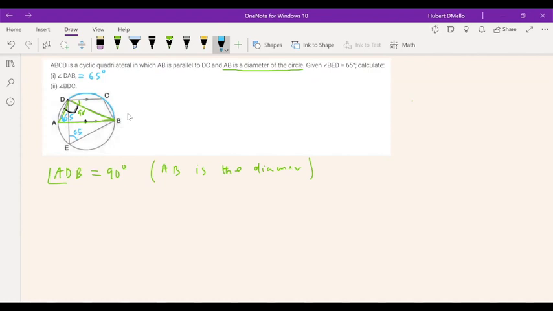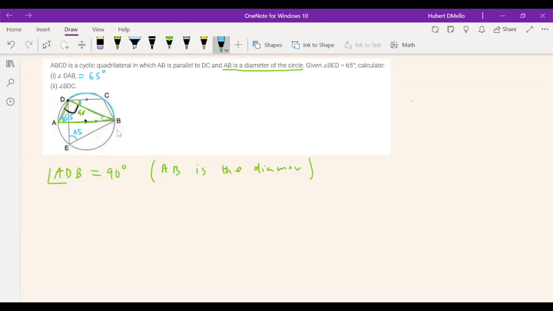Could we find out angle DBA, and then after that, since it's an interior opposite, would BDC be that? Correct, that's right. But the reasoning is not interior opposite, it's alternate. Oh, alternate, yes, sorry. Yes, it would be.